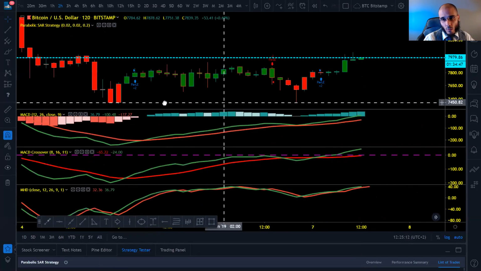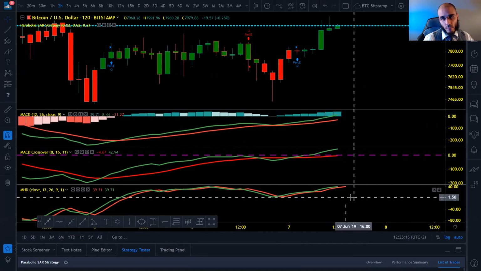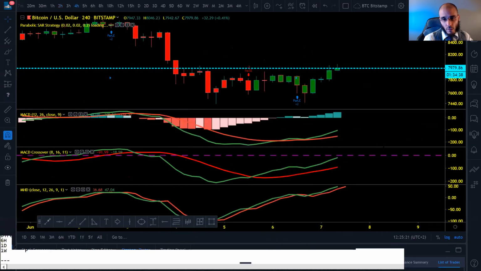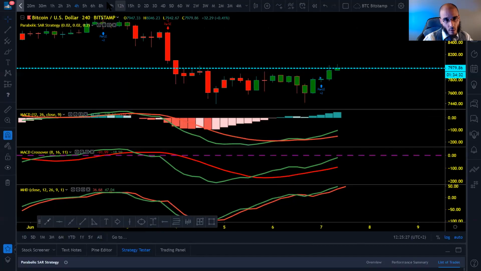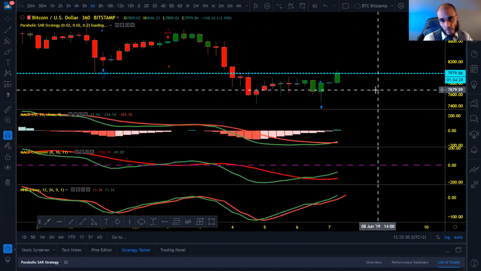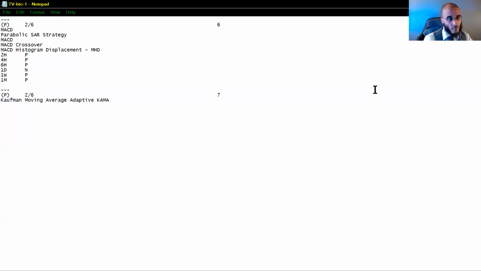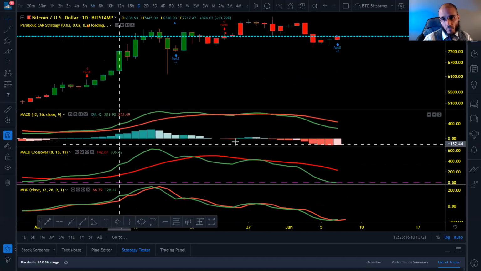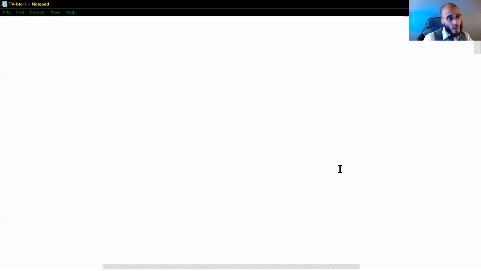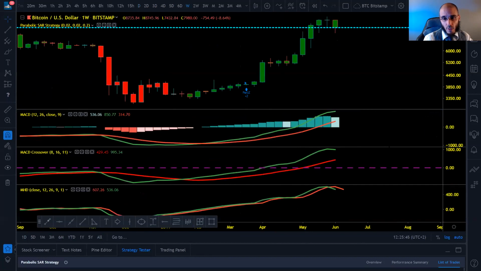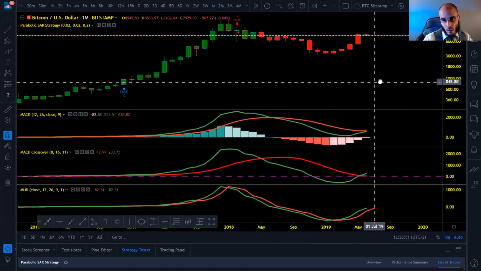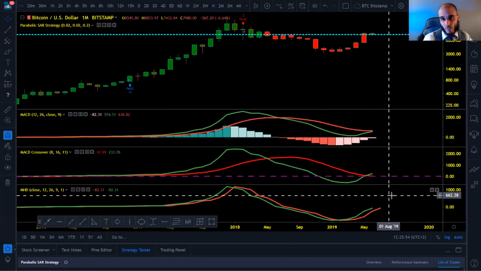So MACD is on the 2 hour chart positive. On the 4 hour chart, it's also positive. On the 6 hour chart, it is positive. On the 1 day chart, it is negative. So the 1 day chart is still negative. The 1 week chart is positive. And the 1 month chart is positive.